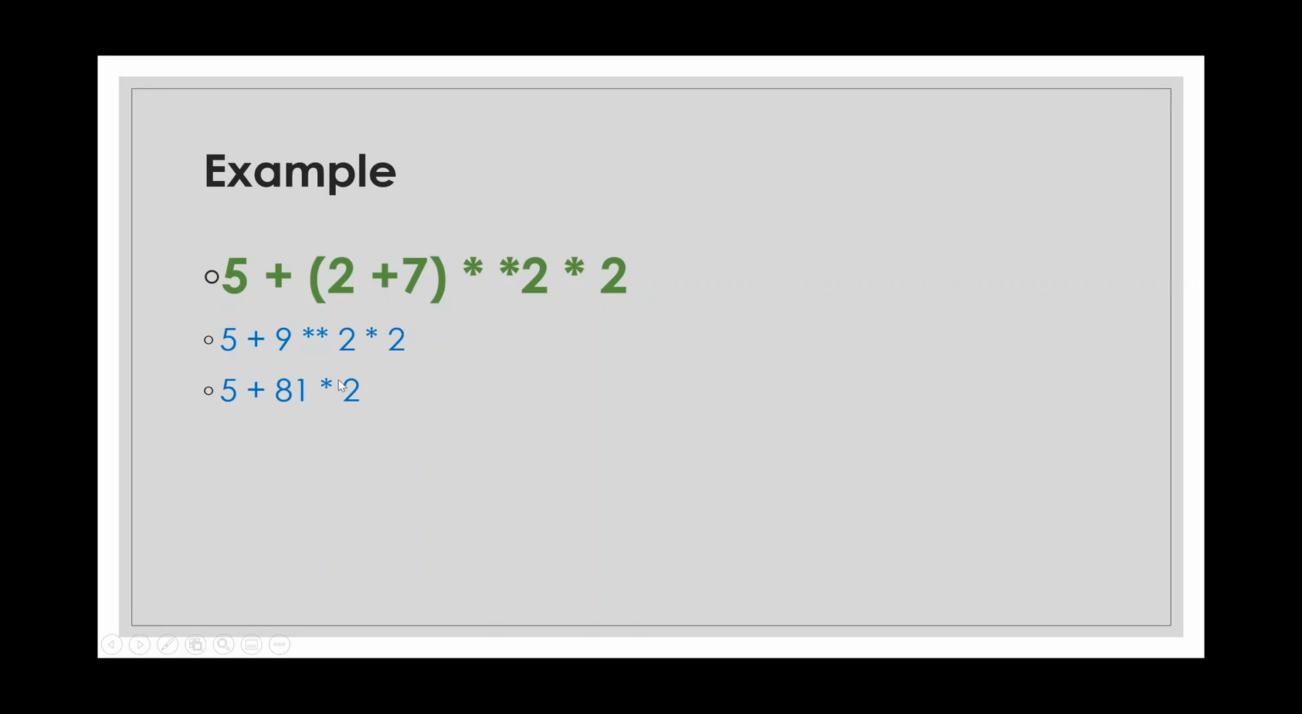Now just 5 plus 81 times 2. So next, we will do 81 plus 81. And the reason is that it's the next thing on our list, like it's multiplication. The last thing is 5 plus 162, which is addition or subtraction. So that's how the computer thinks of it. So now start coding.